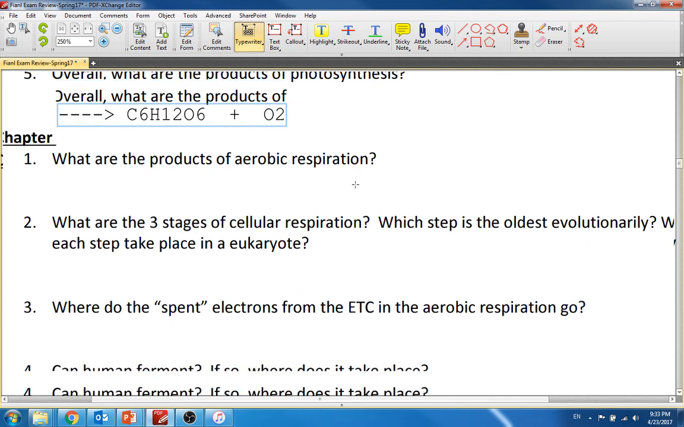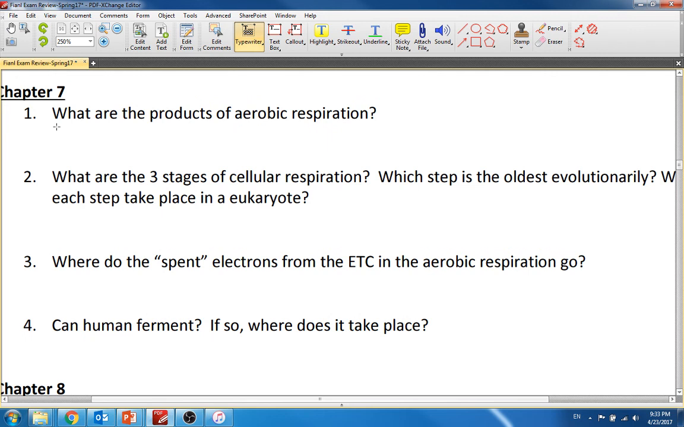Chapter 7. First question, what are the products of aerobic respiration? Aerobic respiration is almost the opposite of photosynthesis. So the products are carbon dioxide. When we go through this aerobic respiration process, we exhale carbon dioxide. So that's one product. The other product is water, which we call the metabolic water, right? So CO2, water, but also a lot of energy. From one glucose, we can make as many as 36 molecules of ATP.